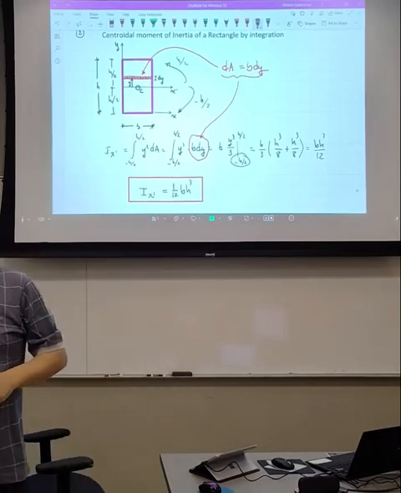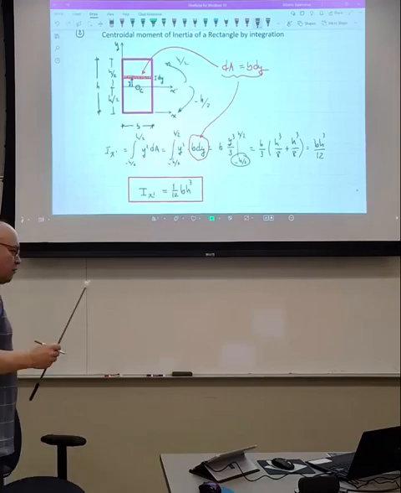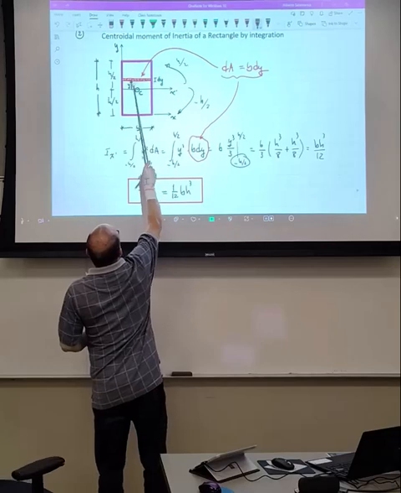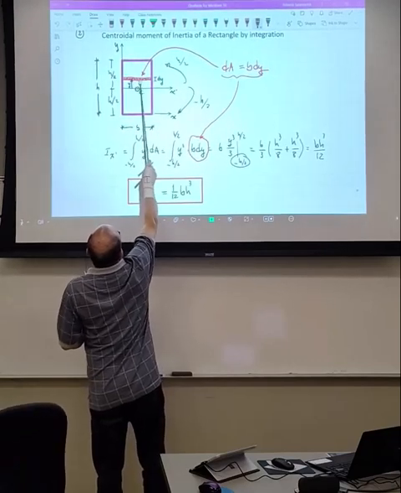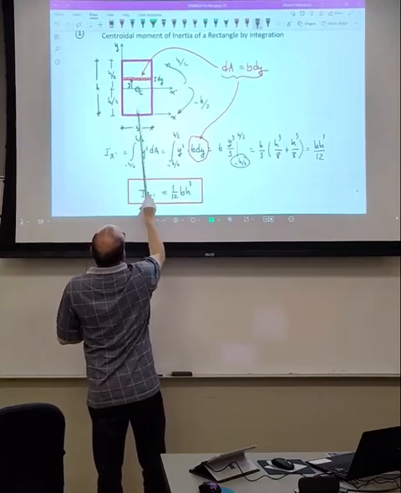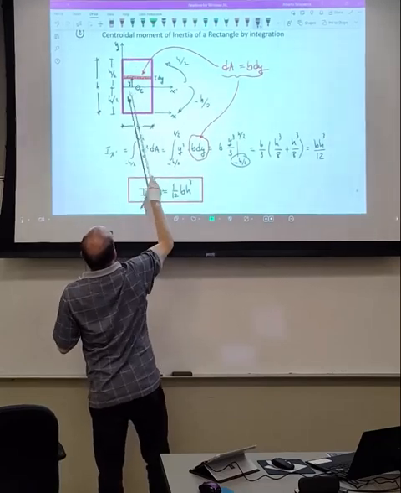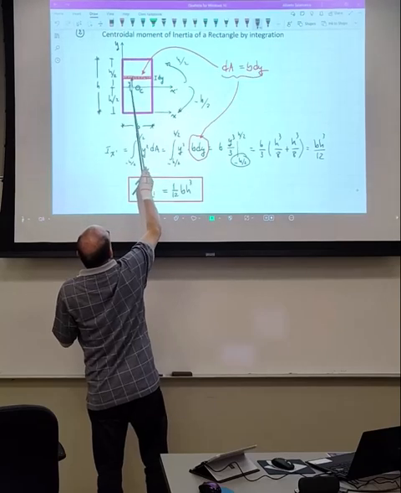Remember that an integral is just a summation. So we're going to do a summation of what? A summation of this area times this distance squared. And this is just a general area. In order to sweep the whole area, you have to do it for this one, this one, this one, for all of them from here to here. So the way to sweep them is to vary the value of y.